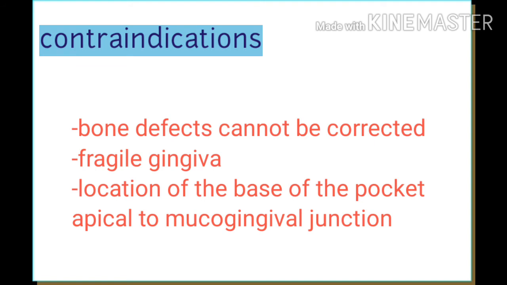So let's see what are the contraindications of gingivectomy. The bony defects cannot be corrected by gingivectomy. The fragile gingiva is an absolute contraindication. Fragile means thin or insufficient gingiva. And the location of the base of the pocket apical to the mucogingival junction also forms an absolute contraindication for the gingivectomy. Are you confused, friends? Don't worry. Here is an explanation for this point.